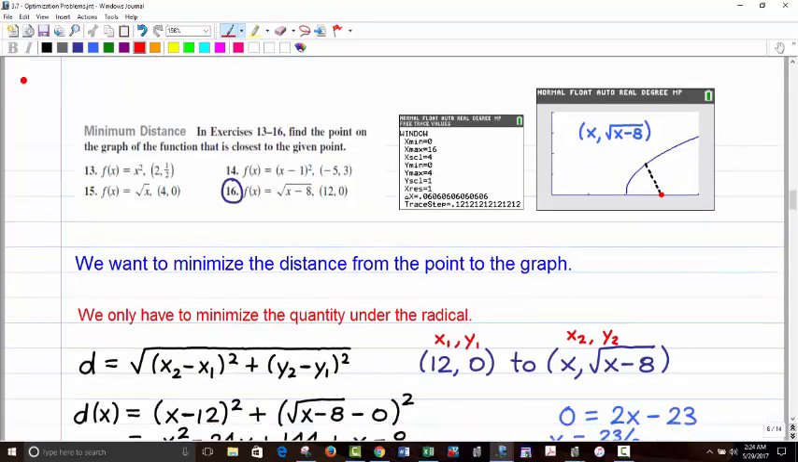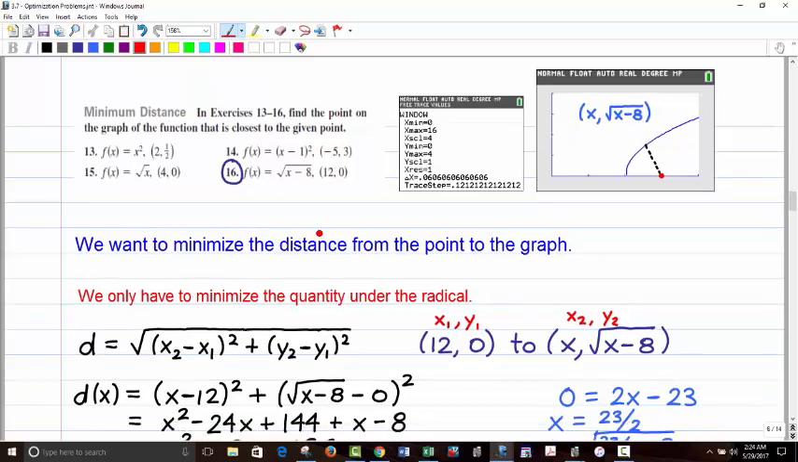Now you see, I rewrote every coordinate on this graph, because y is already the square root of x minus 8. Every point can be written as x comma square root of x minus 8. So you see we already have everything in terms of the variable x by doing this.